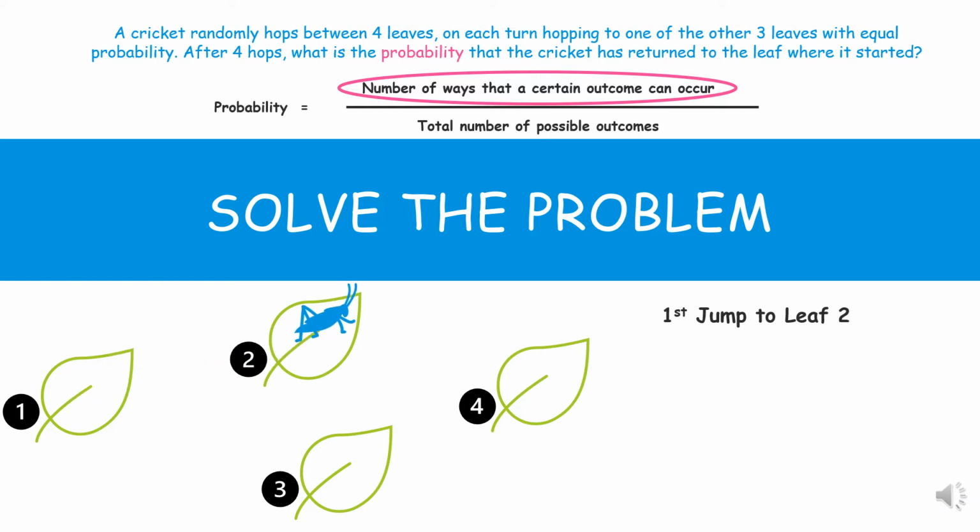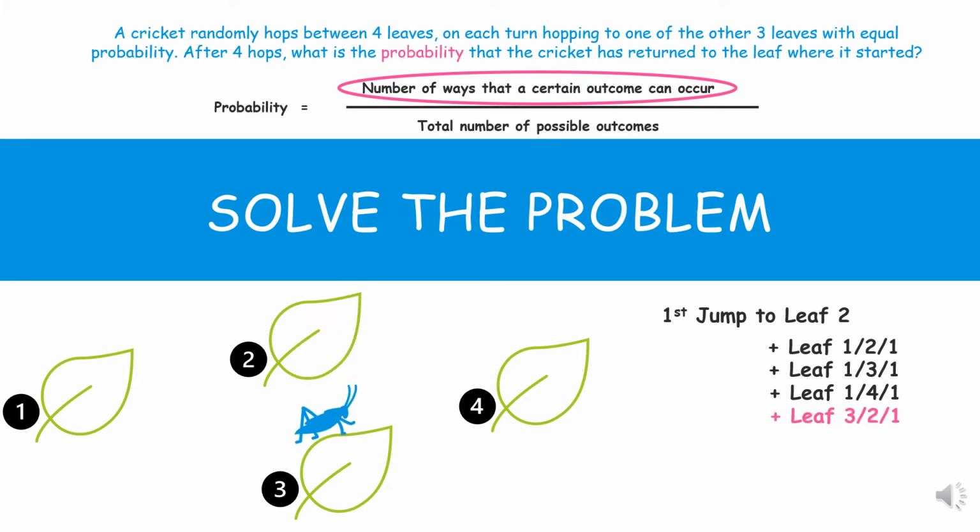First, the cricket could jump back to leaf 1, to leaf 2, then back to leaf 1 again. Or, it could jump to leaf 1, go to leaf 3, and back to leaf 1. Then it could jump from leaf 2 to leaf 1, leaf 4, and leaf 1 in order. Then it might jump from leaf 2 to leaf 3, to leaf 2, and to leaf 1.